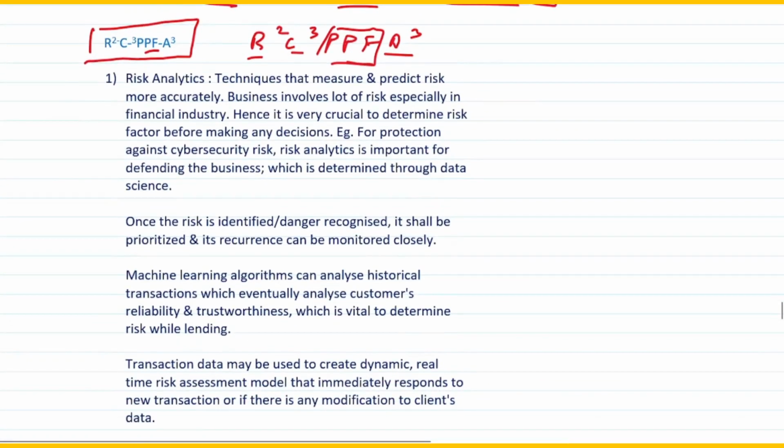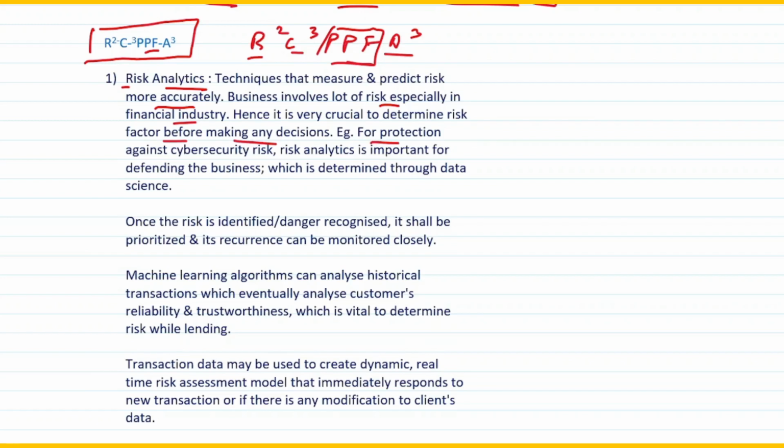Let's start with R square. First we'll start with risk analytics. So R for risk analytics. Okay, what is risk analytics? Techniques that measure and predict risk more accurately, right? So whenever the techniques which are used to measure and predict the risk accurately, for that we use something called risk analytics. Now, business obviously involves a lot of risk, especially in the financial industry, yes or no? Because whenever money is involved, it's a likely tendency that there may be high risk. So it is very crucial to determine the risk factor before making any decision.